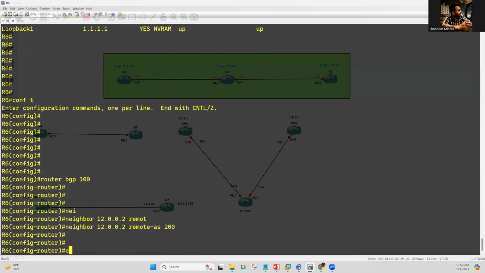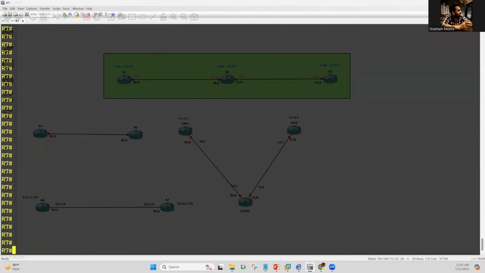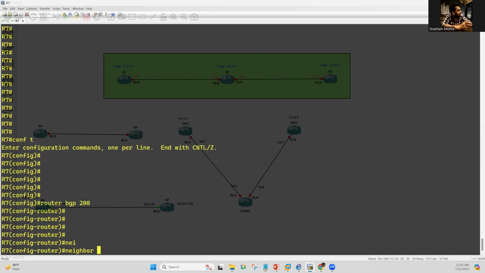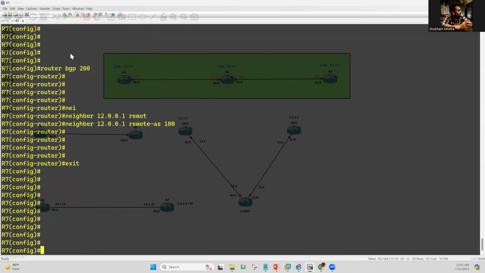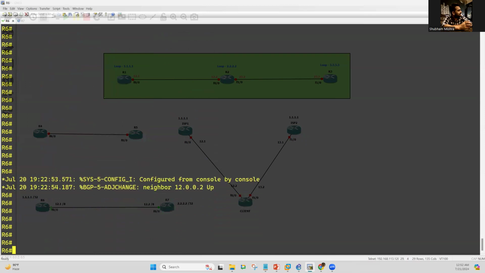Okay, clear. Exit. I already told you that in case of BGP, we have to define the neighbor manually. Right now, in BGP, everything is unicast. Now come on R7. Here I am configuring router BGP 200. I am writing neighbor 12.0.0.1, and the remote AS will be 100. Are you getting my point, everyone? Now come on R6. See, I am getting one notification that the neighborship is now up.